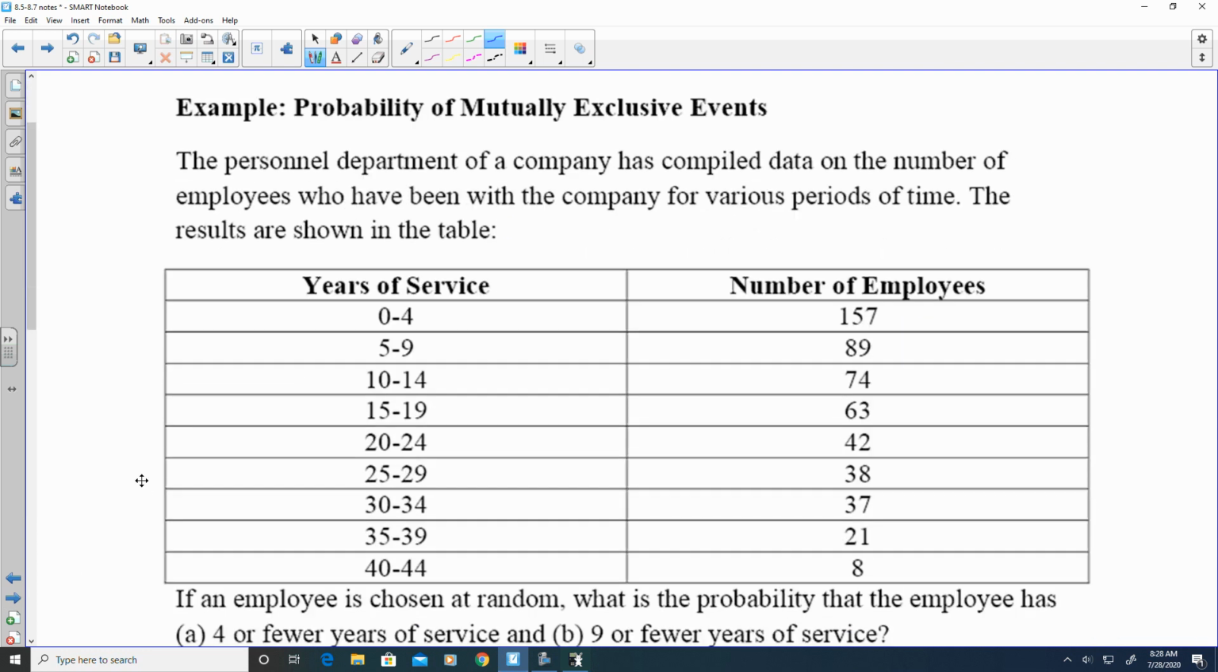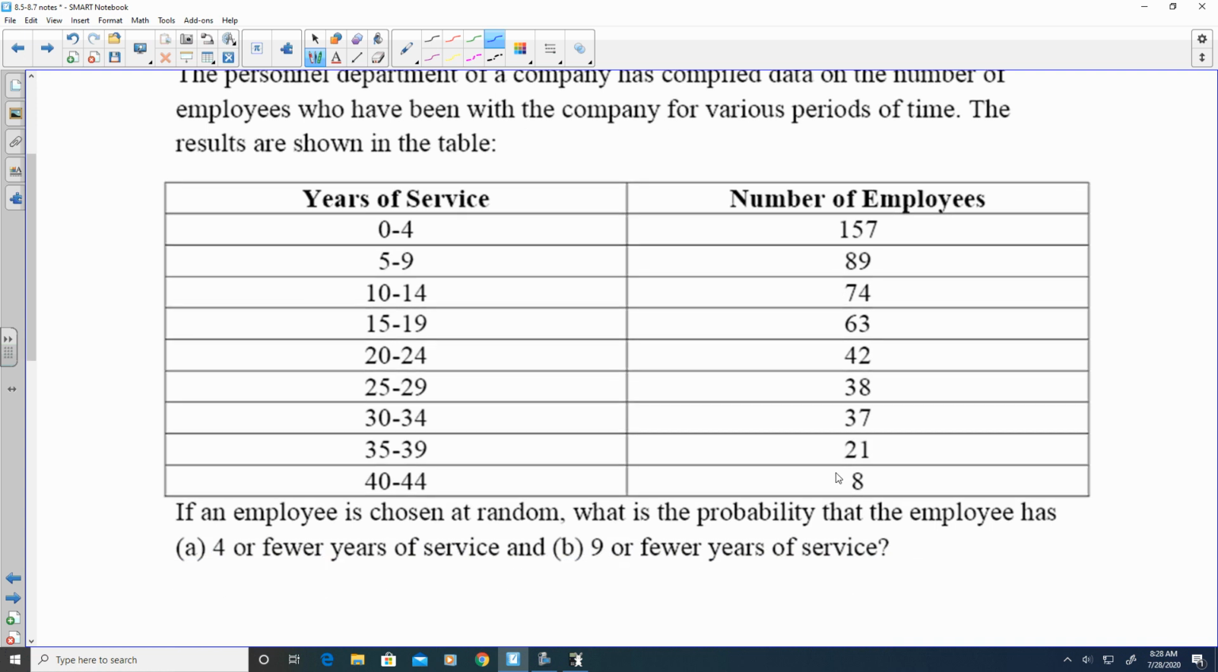Okay, here it's telling us that we do have a mutually exclusive event that we're going to find the probability of and how that looks a little bit different. So here's a chart of how many employees work for a company and how long they've worked there. So we have 0 to 4 years of service, there were 157 employees who've been there that long, and you can see as the chart goes down the similar categories with how many employees have worked that long.